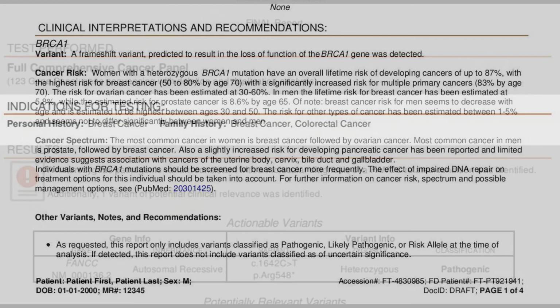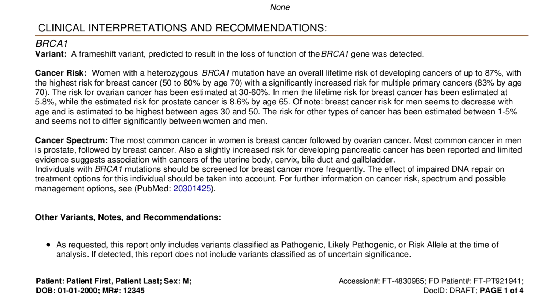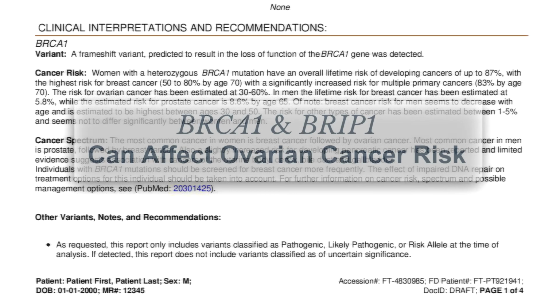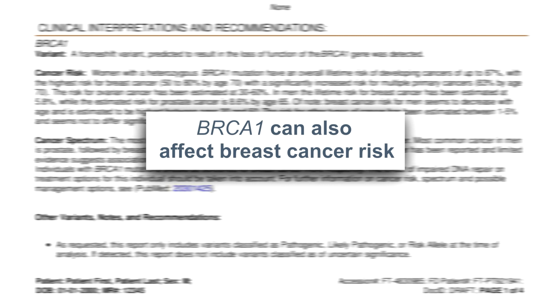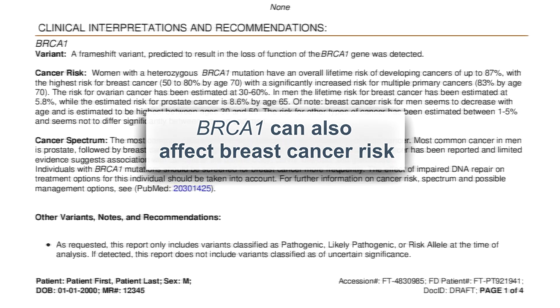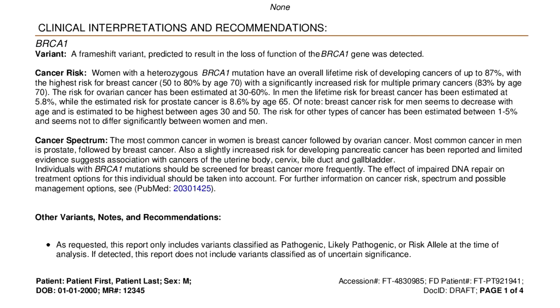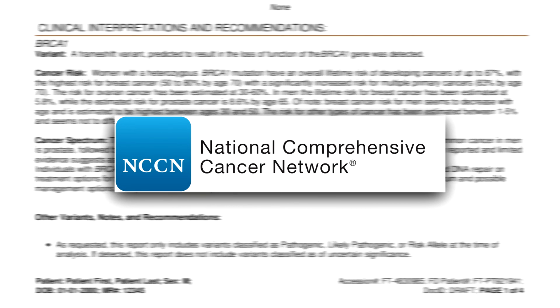Because hereditary cancer predisposition is so complex, a brief review about the nature of cancer risk for any positive genes is included. For example, both BRCA1 and BRIP1 are associated with increased ovarian cancer risk, but of those two, only BRCA1 is also associated with breast cancer risk. The cancer risk and cancer spectrum sections on our hereditary cancer reports help to explain what a positive test result means in direct fashion. For medical management, we always recommend referring to the NCCN guidelines and oncology specialists.